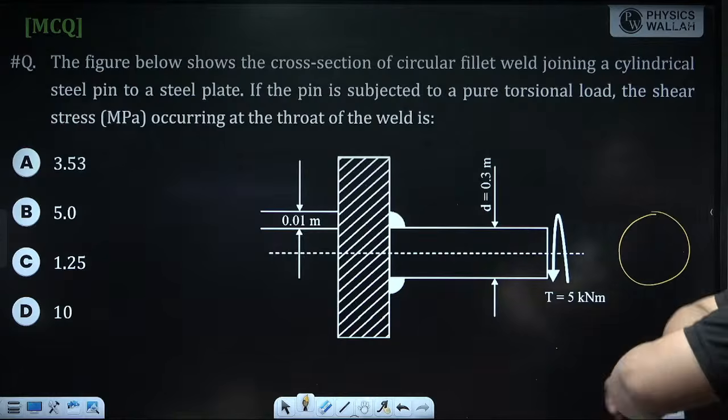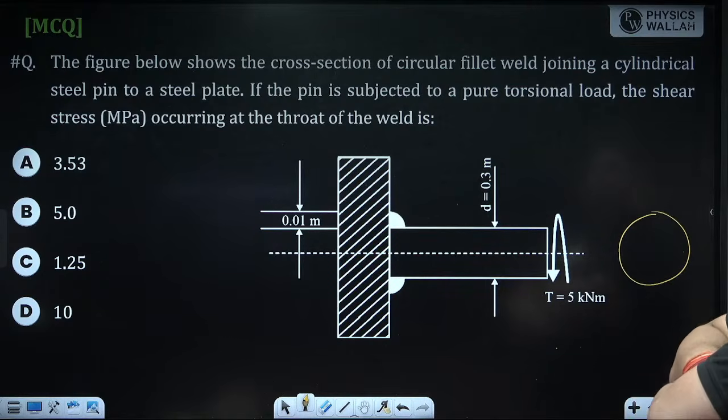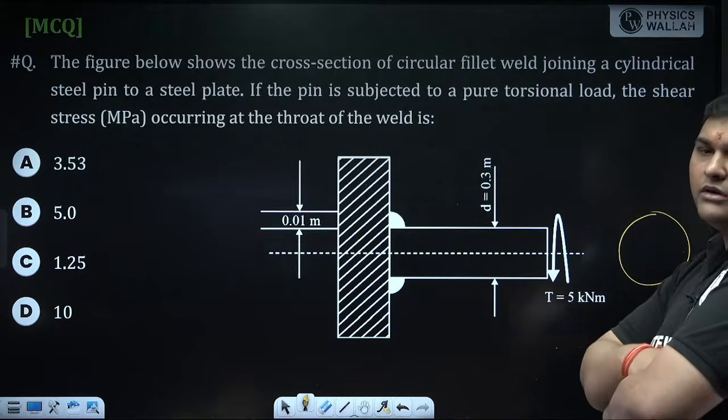Now solve this. The figure shows the cross section of a circular fillet weld joining a cylindrical pin to a steel plate. It is subjected to a torsional load. The value of that load is given. Then the exam is asking what is the shear stress in the throat of the weld, or torsion shear stress.